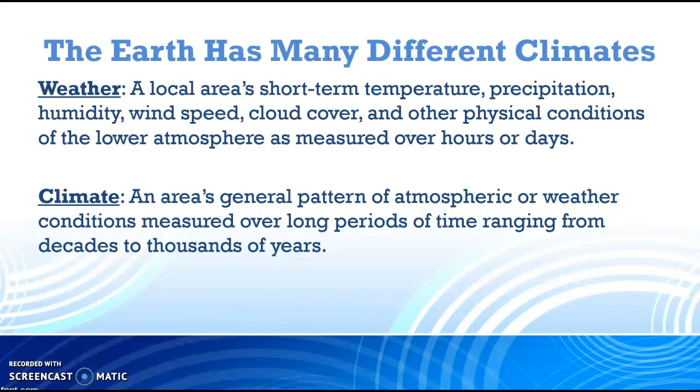Climate is an area's general pattern of atmospheric or weather conditions, measured over long periods of time, ranging from decades to thousands of years. So if we were to talk about the climate of Joliet, we would be saying we have warm summers and cold winters. That's a pattern that we see all of the time. We have 4 seasons, and again, that's measured over decades to thousands of years. It's something we expect to see year after year after year.